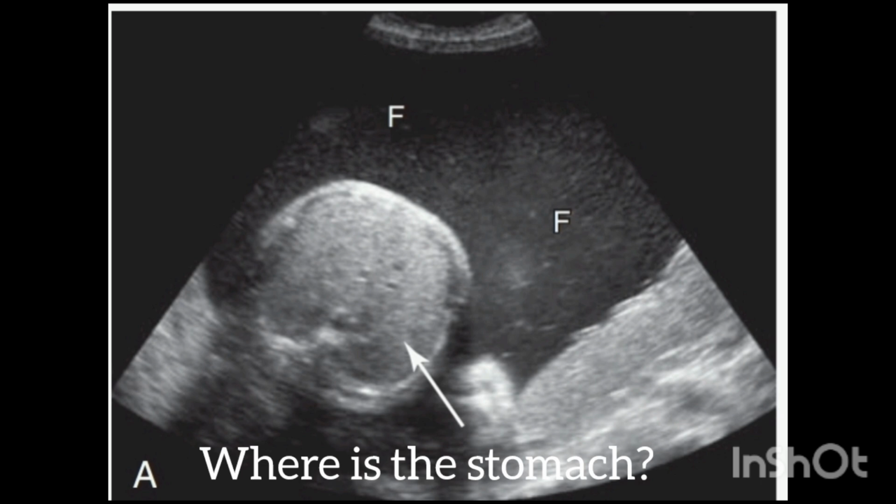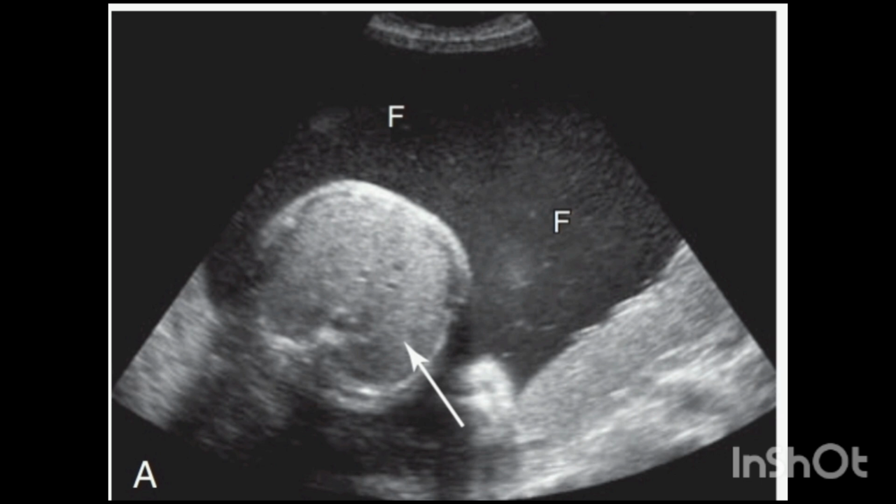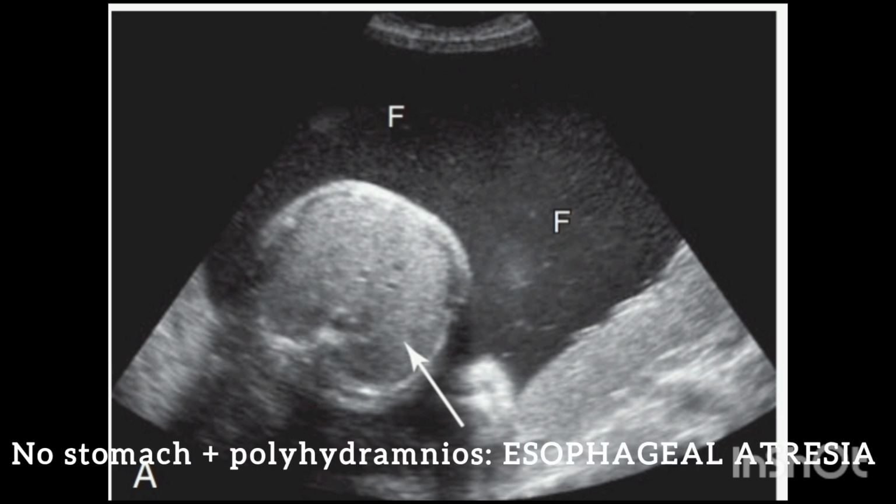Well, there are a few reasons for it, and I will be reviewing it today from the book Requisites of Ultrasound. In this image taken from the book Requisites, you can see the arrow pointing towards where the stomach should normally be present. Also note that there is a large amount of fluid anterior to the fetus. This is polyhydramnios. When there is non-visualization of the stomach and polyhydramnios, the reason for the absent stomach is esophageal atresia.